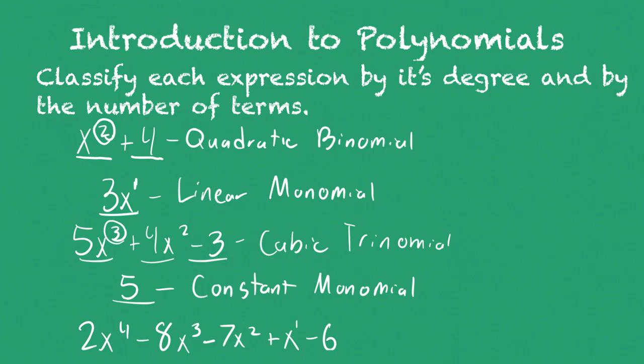With our last expression, we have exponents of 4, 3, 2. We have x to the first, and then we have a minus 6. So again, looking for the biggest is 4. We call that a quartic. And since we have 1, 2, 3, 4, 5 terms, we're just going to call that a polynomial.